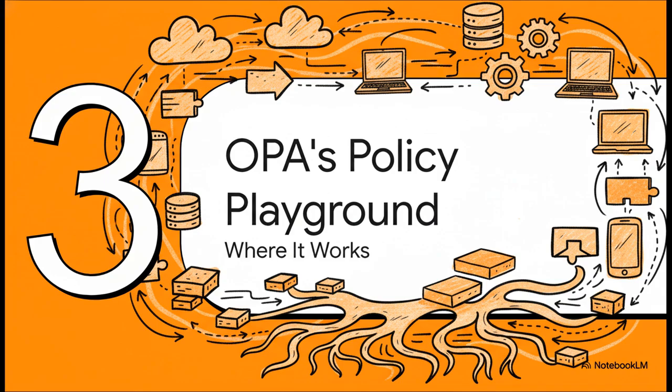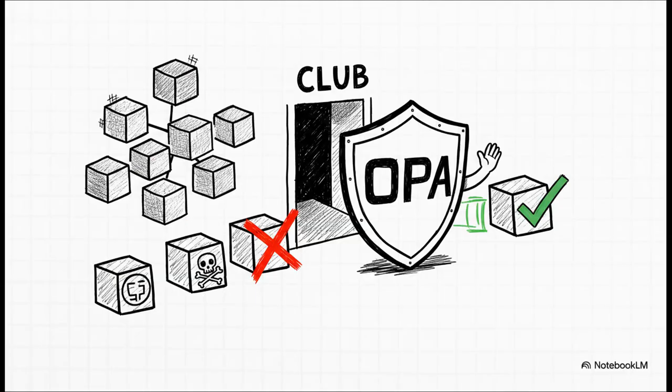The answer is pretty much everywhere. Its general-purpose design means OPA is incredibly versatile. One of the most powerful places you'll see OPA is in securing Kubernetes clusters. Through a project called Gatekeeper, OPA basically acts as a bouncer at the door of your cluster. It can enforce critical security policies, like stopping containers from running as root or making sure only images from a trusted registry get deployed. This stops misconfigurations before they ever become a problem.